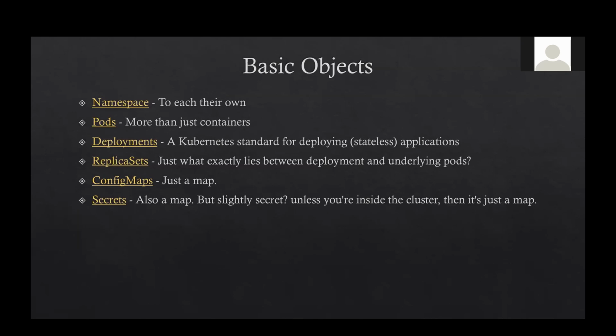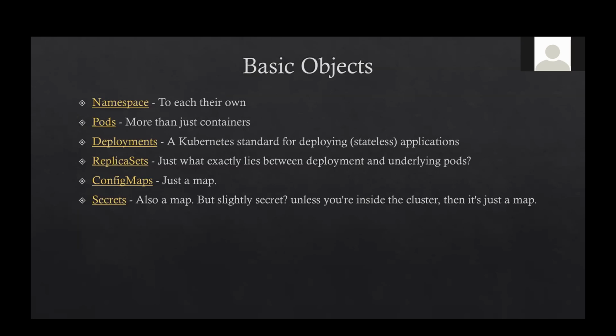A replica set is exactly what exists between a deployment and the underlying pods. Replica set is the core controller that ensures that when a pod dies, a new one is created. When a pod crashes, a new one is created. When a pod is errored, it's restarted. Everything is managed by the replica set, and replica set is a controller that is used not just by deployment but by many other Kubernetes controllers. So deployment is a type of controller.